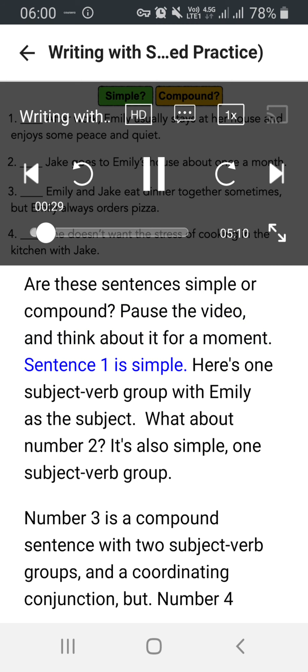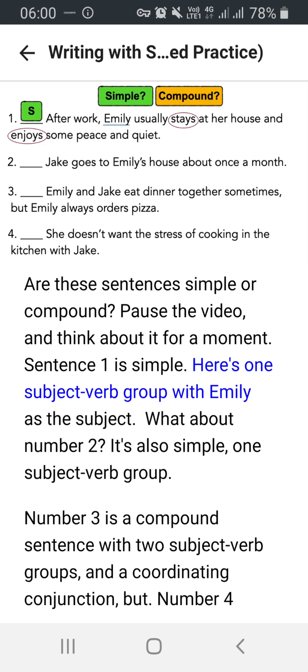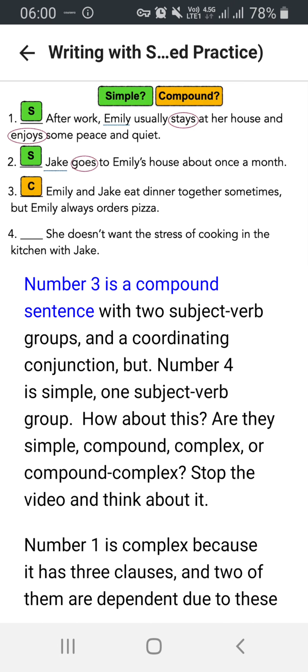Okay, sentence one is simple. Here's one subject-verb group with Emily as the subject. What about number two? It's also simple. One subject-verb group. Number three is a compound sentence with two subject-verb groups and a coordinating conjunction, but. And number four is simple. One subject-verb group.